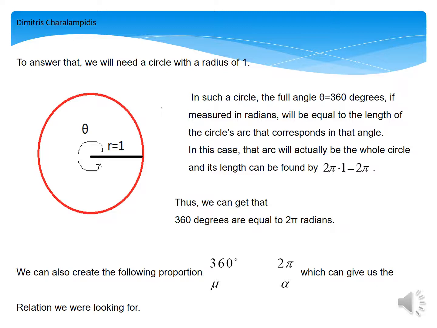Having that in mind, we can also create the following proportion. If 360 degrees correspond to 2 pi radians, then μ degrees, where μ is a random number, corresponds to A radians, where again A is another random number. And that proportion can give us the relation we were looking for.